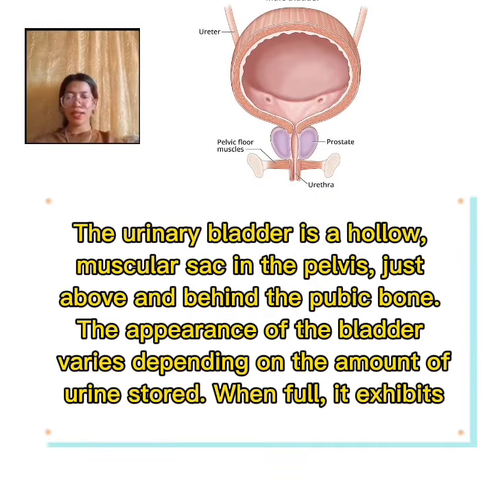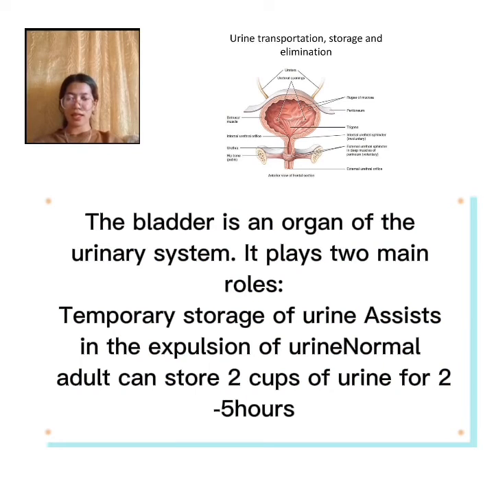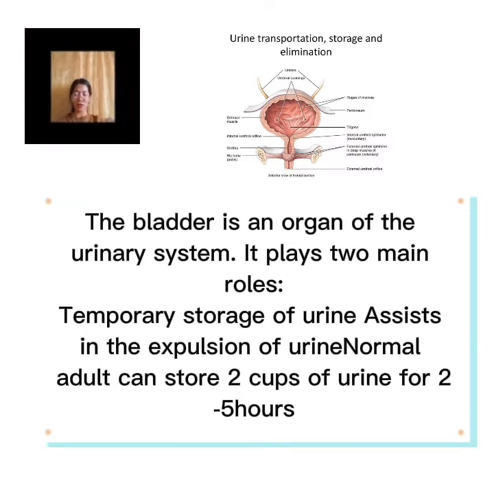The urinary bladder is a hollow muscular sac in the pelvis, just above and behind the pubic bone. The appearance of the bladder varies depending on the amount of urine stored. When it's full, it exhibits an oval shape, and when empty, it is flattened by an overlying bowel. The bladder is an organ of the urinary system. It plays 2 main roles: temporary storage of urine and assisting in the expulsion of urine.